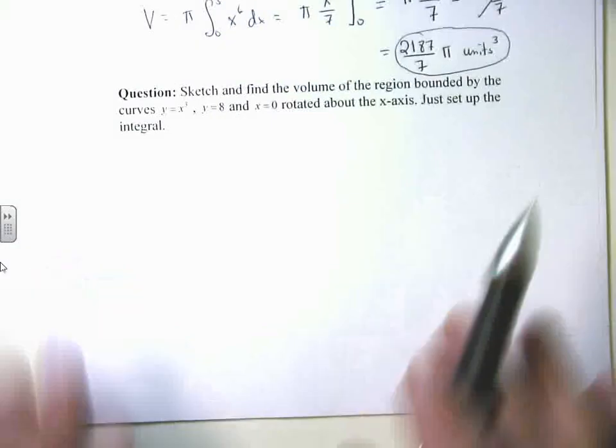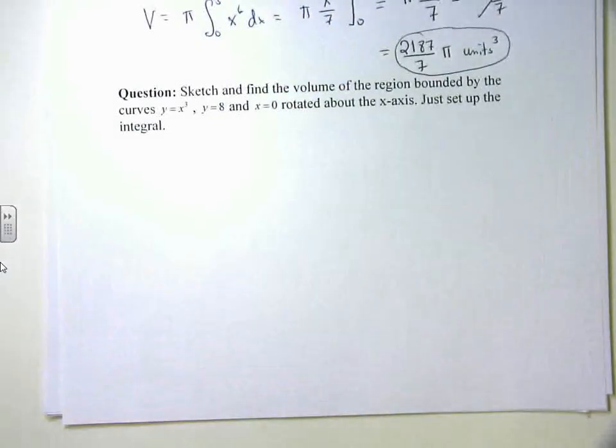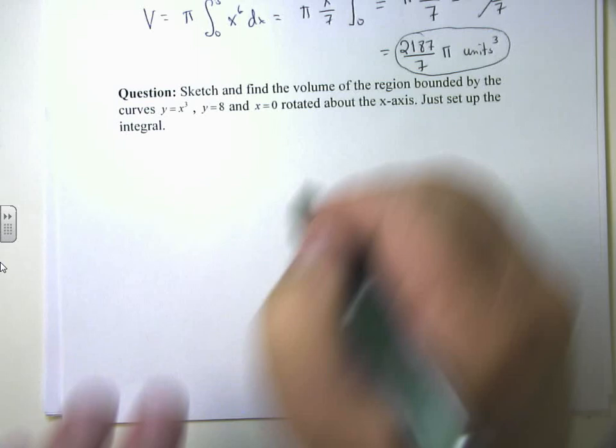Next problem. Sketch and find the volume of the region bounded by the curves y equals x cubed, there it is again, y equals 8, x equals 0, around the x-axis. Again, the reason why we put this one in here is to emphasize the idea of pay attention to where the region is located.